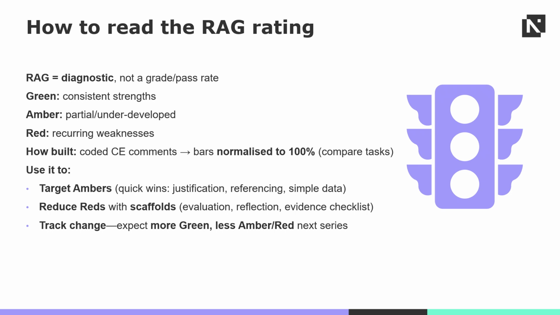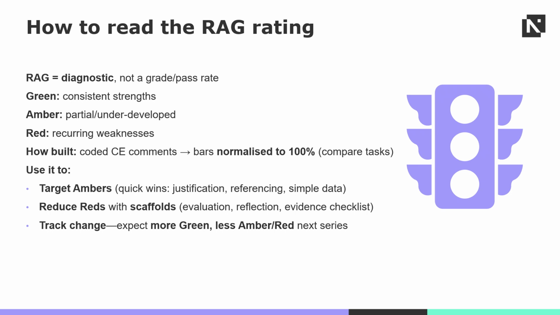So in the following analysis you will see RAG rating. RAG shows where performance sits by task. Green means strengths the examiner sees repeatedly, amber means the work is partial, meets the brief but lacks justification or evidence, and red marks recurring weaknesses. We code the examiner's comments and normalise each bar to 100% so sections are comparable.